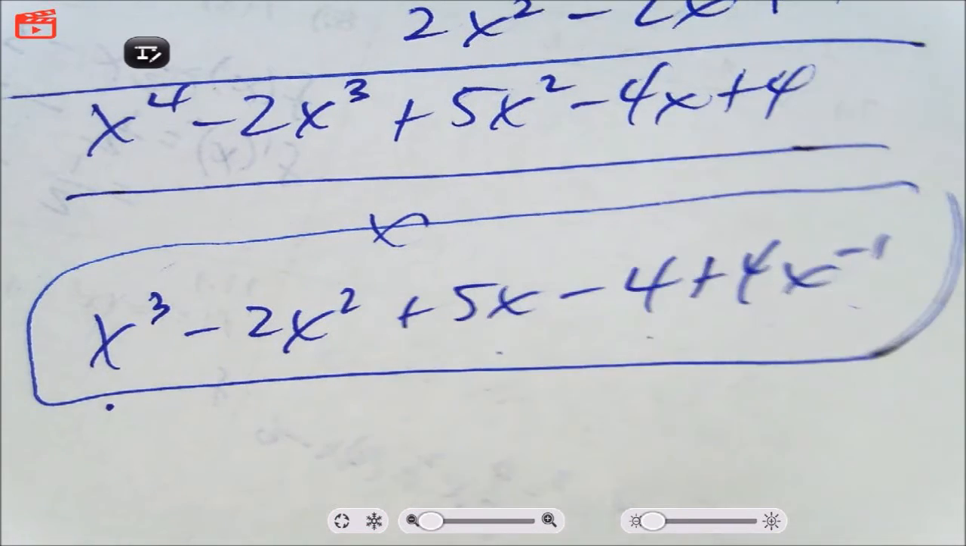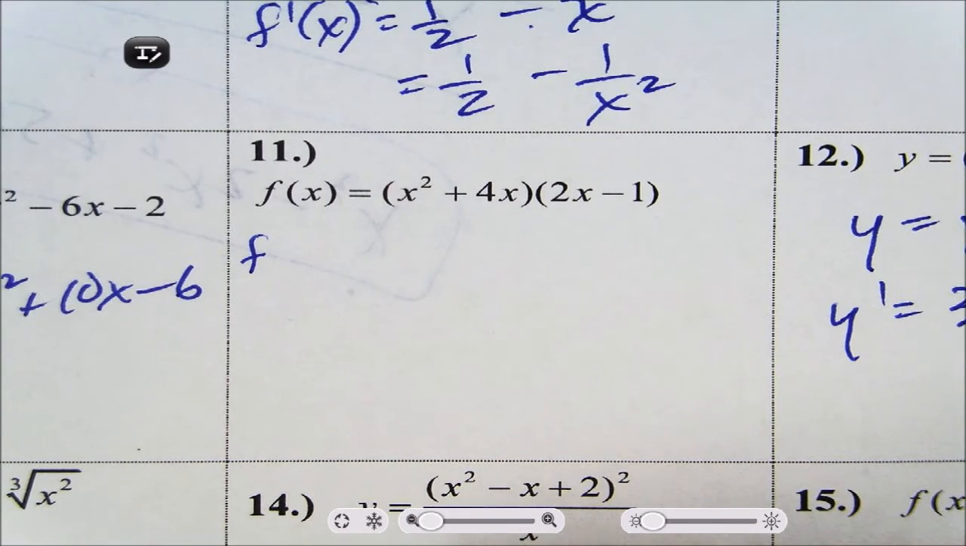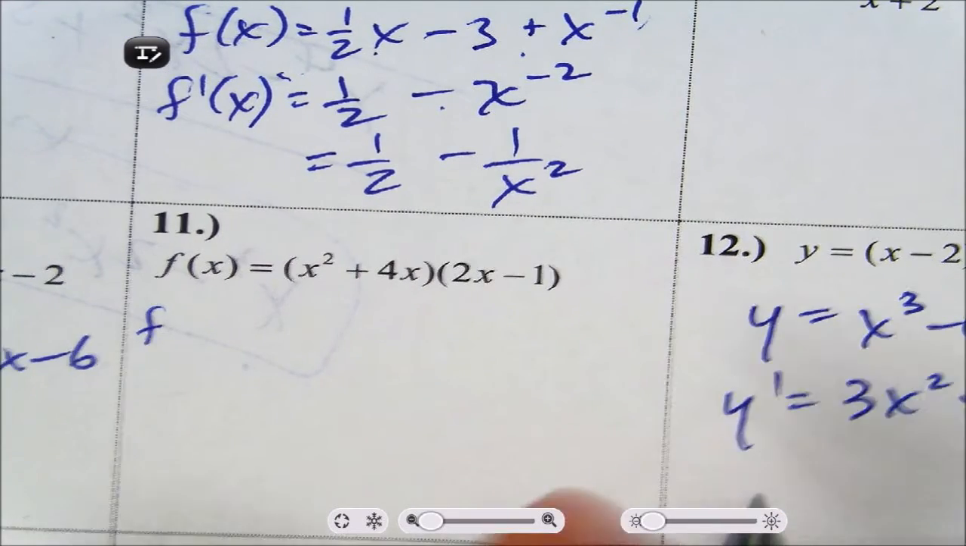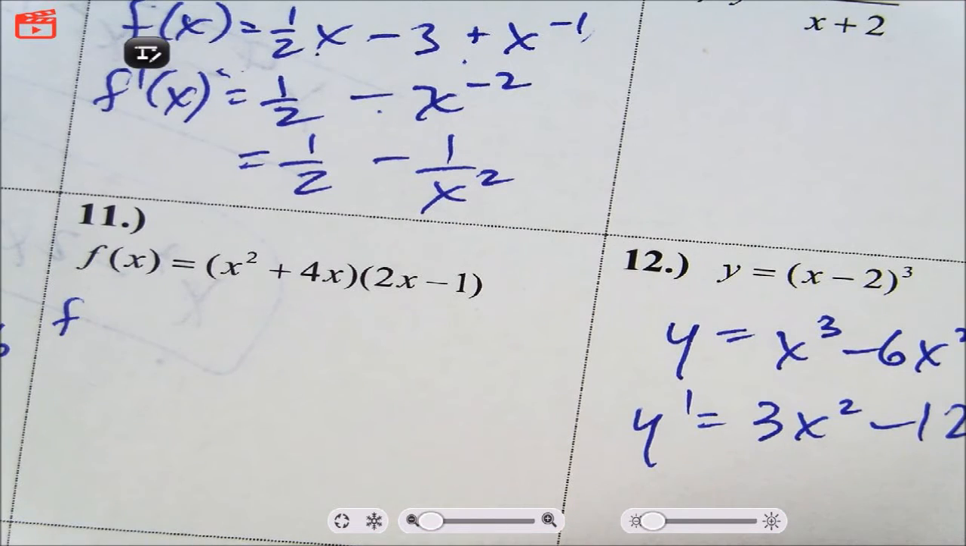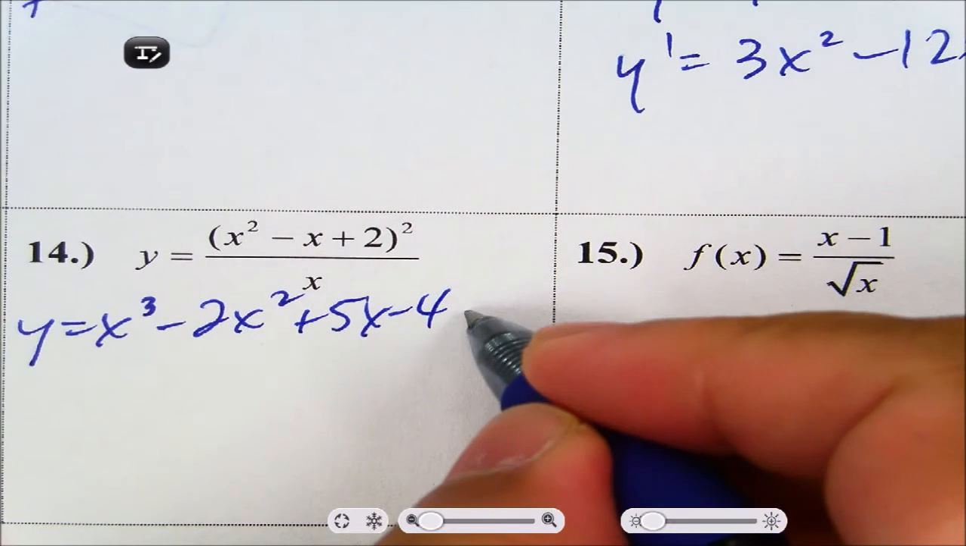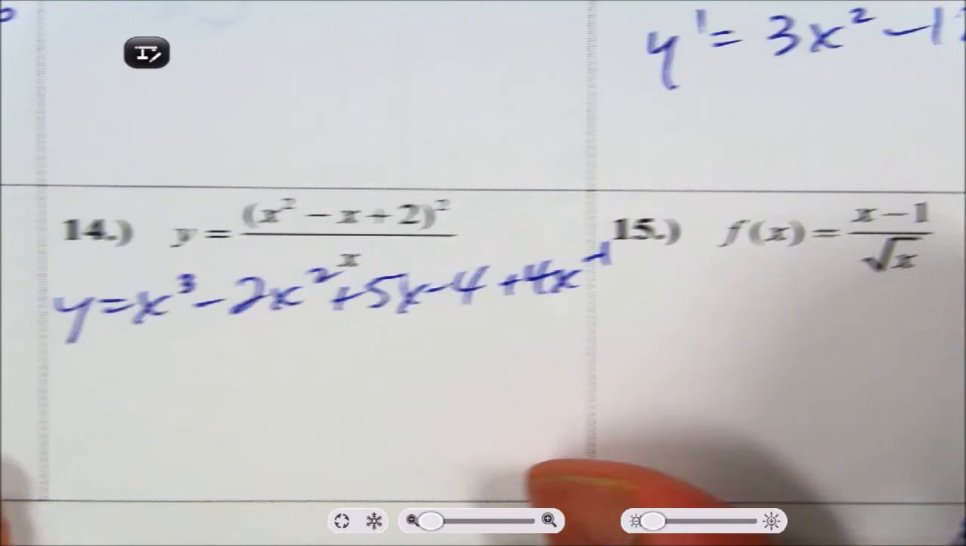I'm going to copy that over to the other side. That's y equals x cubed minus 2x squared plus 5x minus 4, plus 4x to the negative 1. Alright, now take the derivative.